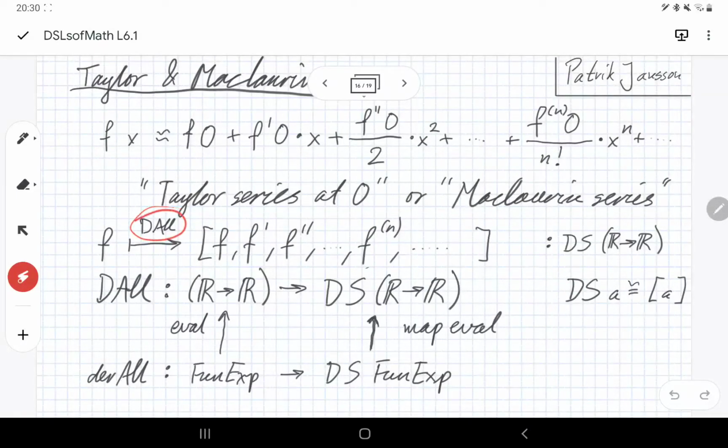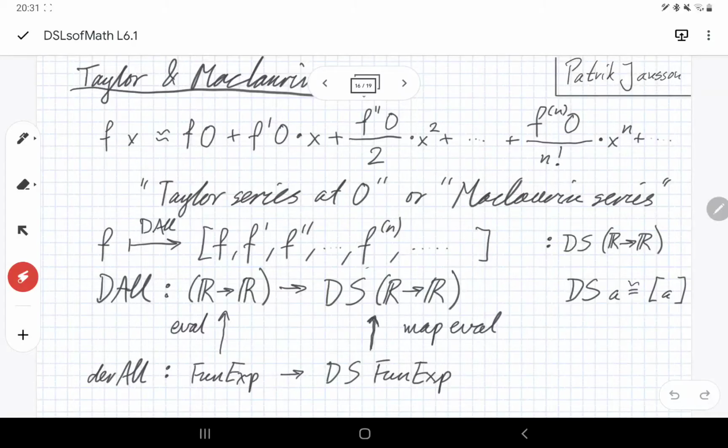So Dall, the type of it is it takes a function from real to real to this data type DS of real to real, where this is isomorphic to, it's basically a list. I will implement it in Haskell as a newtype with a list inside it. It's a newtype because it's not quite the same. The internal list is the same type as I had for the power series representation, but the values in the lists don't have the same meaning. So that's why I'm keeping them separate here, DS and PS.